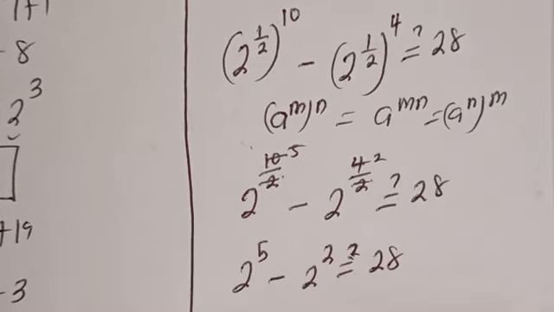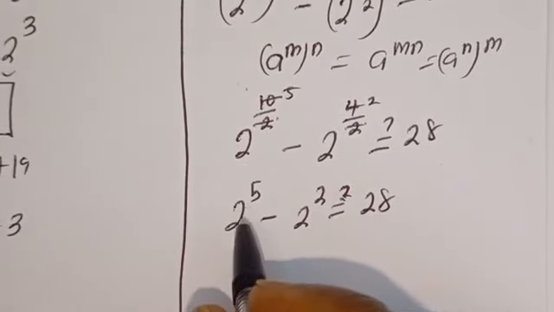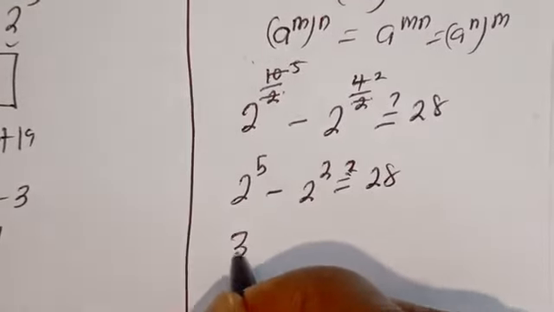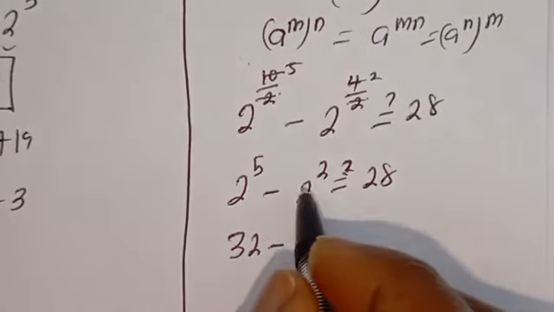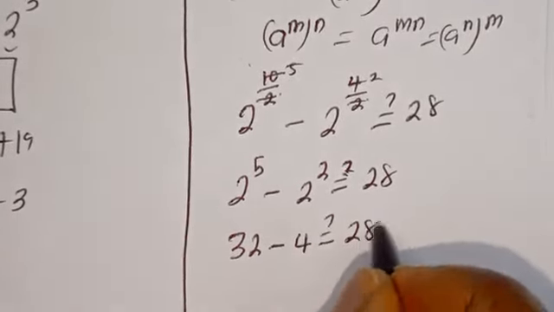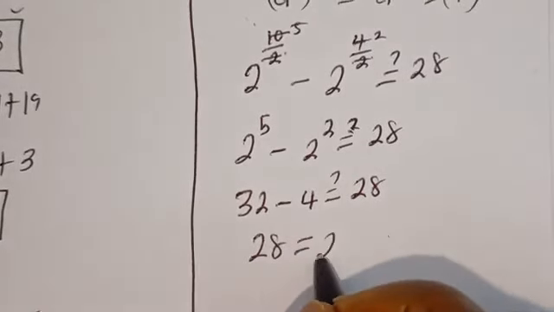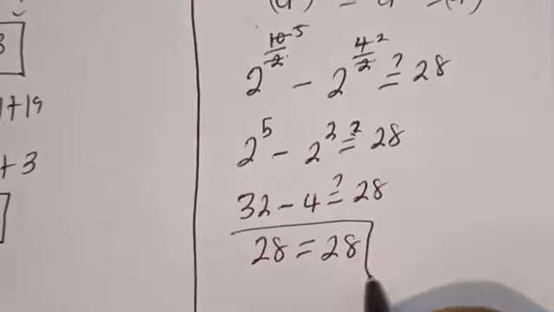2 to the power of 5, that is 32, minus 2 to the power of 2, that is 4, must be equal to 28. 32 minus 4, this is 28, is equal to 28, which is true.